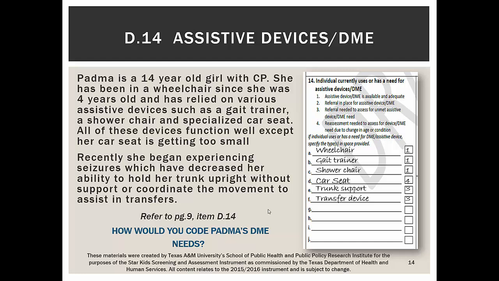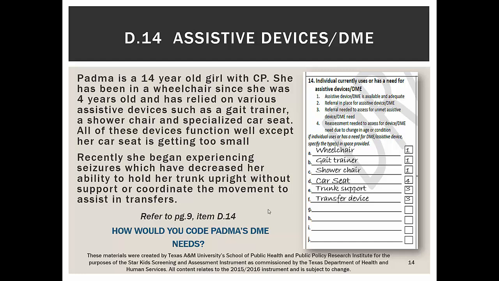So in this example, Padma uses a wheelchair, a gait trainer, a shower chair, and a specialized car seat. We can code the wheelchair, the gait trainer, and the shower chair as 1, since the family indicated that those devices function well. The car seat we're going to code as a 4, that a reassessment is needed because her family indicated that the car seat's getting too small. The family also expressed their concerns about the need for trunk support and a transfer device. We're going to code that as a 3, that a referral is needed to assess for unmet assistive device needs.